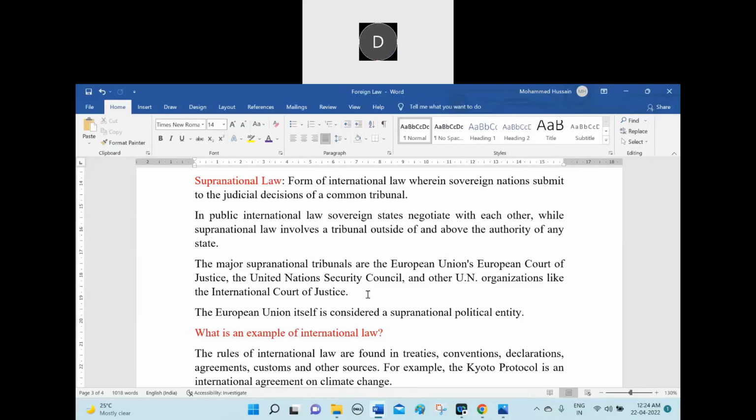The International Court of Justice is in The Hague, which is in the Netherlands. It is the only organ out of the 6 organs of the UNO that is located outside New York. The other 5 organs are in New York itself. The European Union itself is considered a supranational political entity, so it also has supranational law.